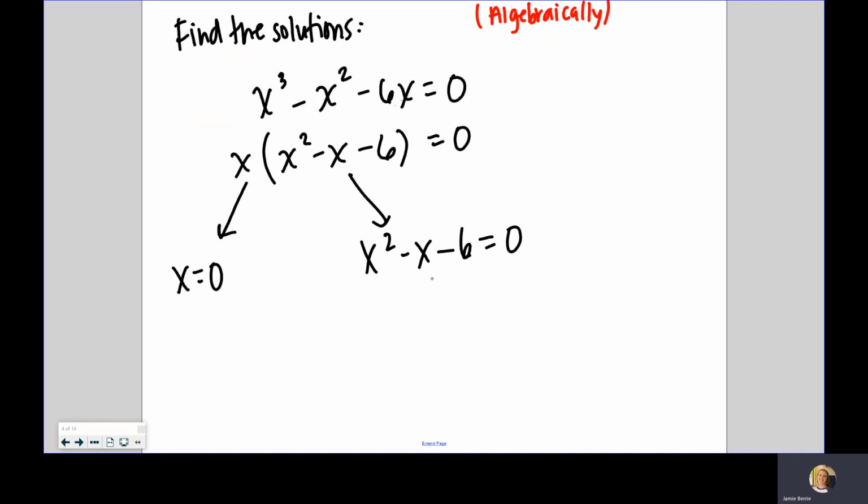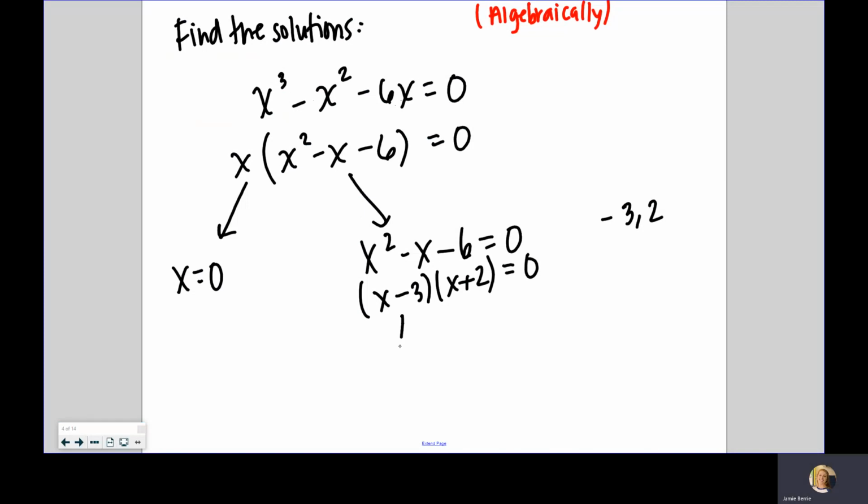Okay, now I'm going to factor this. Let's think of factors of -6 that would add to -1. Let's see, what would that be? Negative 3 and 2. So x minus 3, x plus 2. Those would multiply to give you -6 and add together to give you -1.